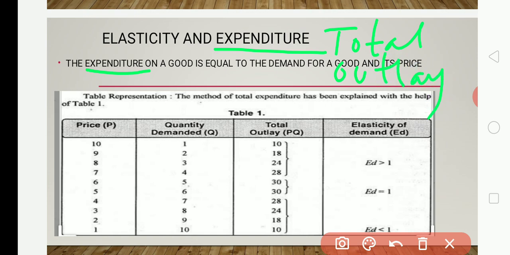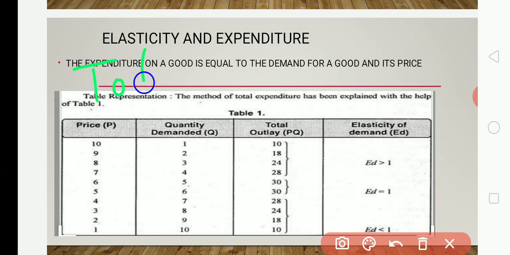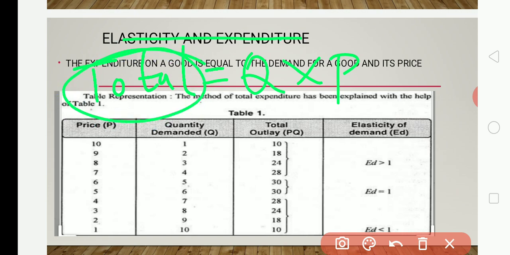Total outlay means total expenditure. Total outlay equals Q, this demand I am representing as Q for a good, into its price P. To calculate expenditure, the formula is total outlay equals Q into P. When you multiply the quantity demanded with the price, you will get the expenditure, how much money we spend. Now we'll go here.